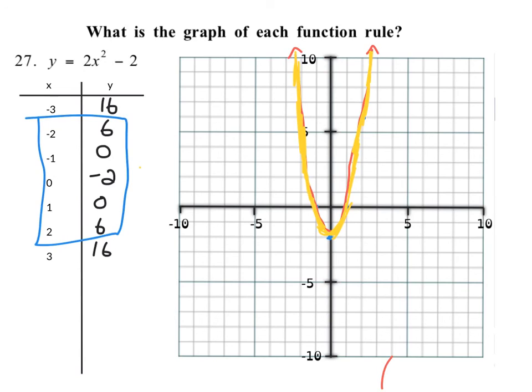Yeah, make a table, fill it out, and then plot those points and connect them. And if it's a squared function like this, it's going to have a curve to it, and the curve is going to get more flat right around that vertex point, and then it's going to get steeper as it goes further away from it.